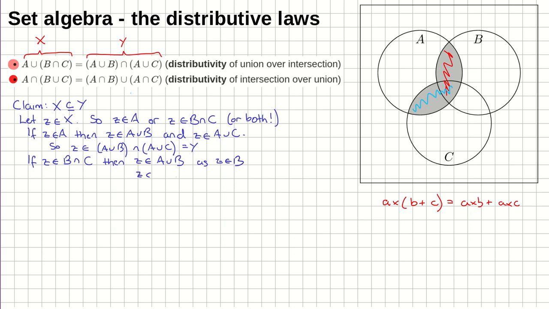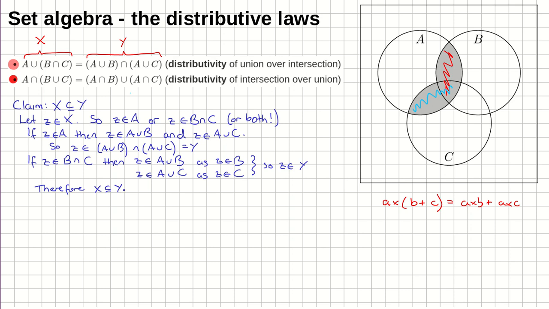Okay, so similarly, Z is in C. So it's in A union C, because if you're in C, you're in C union anything. So if I put those two statements together, Z is in A union B, Z is in A union C. So Z is in A union B intersect A union C. Well, that is in Y. Right, so in every case, our element of X also had to belong to Y, and therefore we've shown that every element of X is also in Y, which means X is a subset of Y.